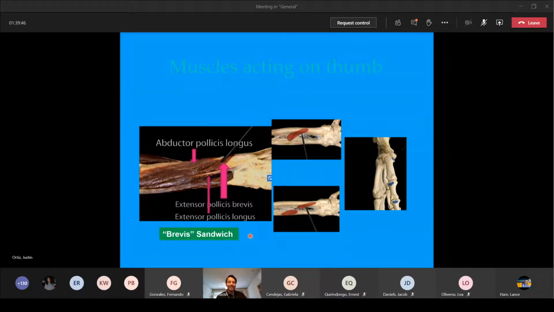That's weird. But just know that this is going to be the abductor. This would be the extensor pollicis longus, and then this one right here would be the extensor pollicis. Oh, this would be brevis, and that would be longus. Cool, I got you.